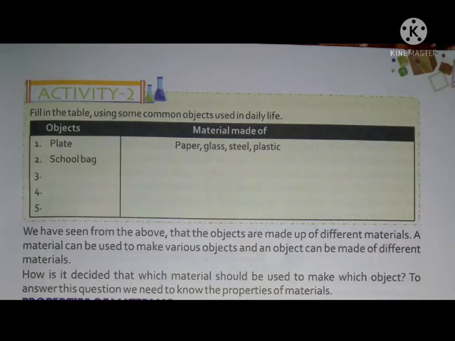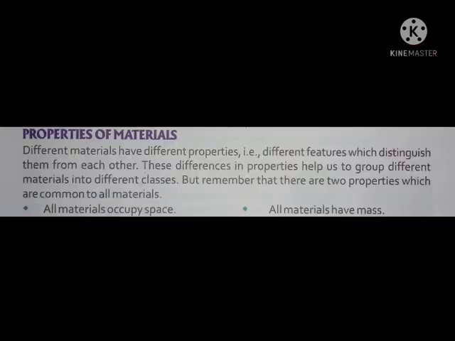Okay, how is it decided that which material should be used to make which object? To answer this question, we need to know the properties of material. So to know which material is used to make which object, we have to know the properties of material. Okay, see now next topic, properties of materials.